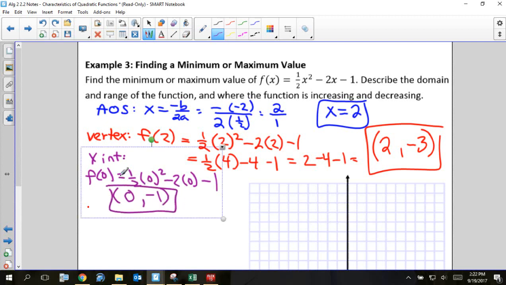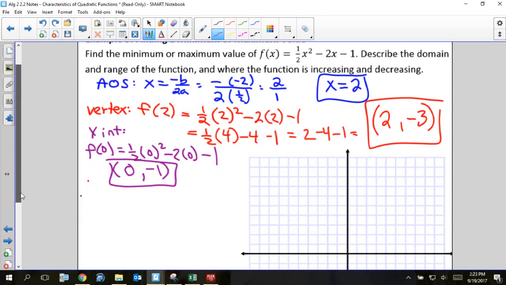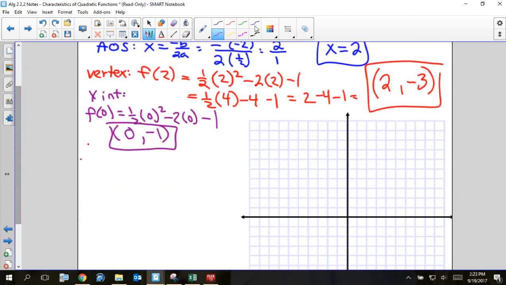Do we need to change our scale for any of this stuff that we're graphing? Is that all going to fit? Okay, let's go graph it. X equals 2 is our axis of symmetry. We've got vertex at 2, negative 3. Y-intercept at 0, negative 1.